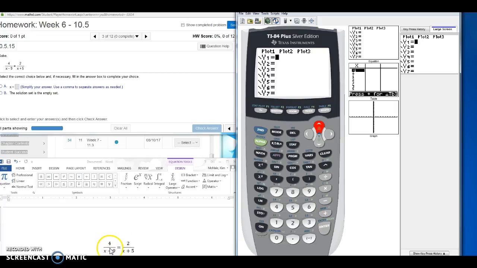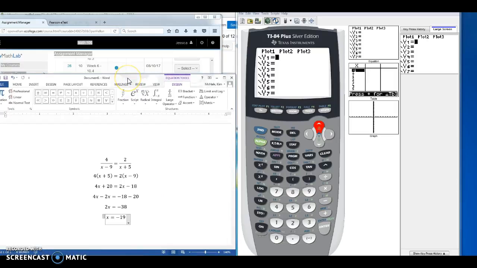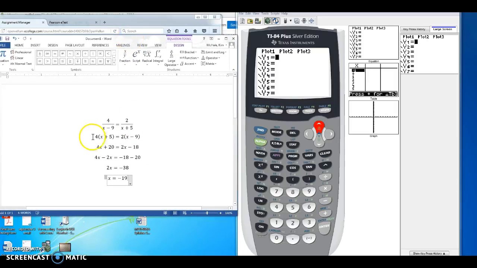I'm first going to notice that I'm going to be able to solve this, the equation I typed down here, by the cross multiplication method or by multiplying each side by the least common denominator, which is x minus 9 times x plus 5, which is going to give us 4 times x plus 5, that's this cross right here, part of the multiplication, equals 2 times x minus 9. And then I'm going to distribute.